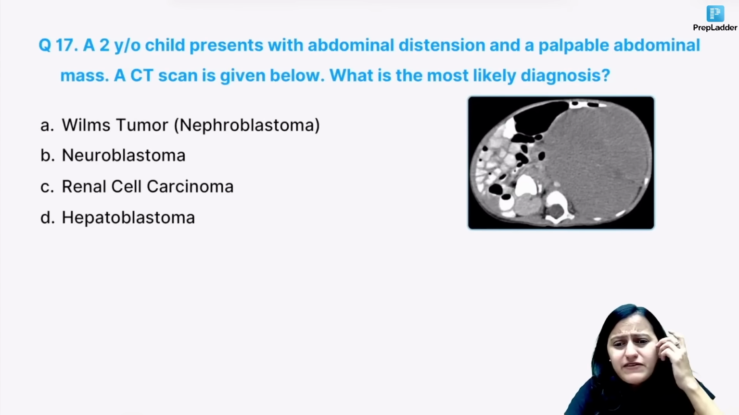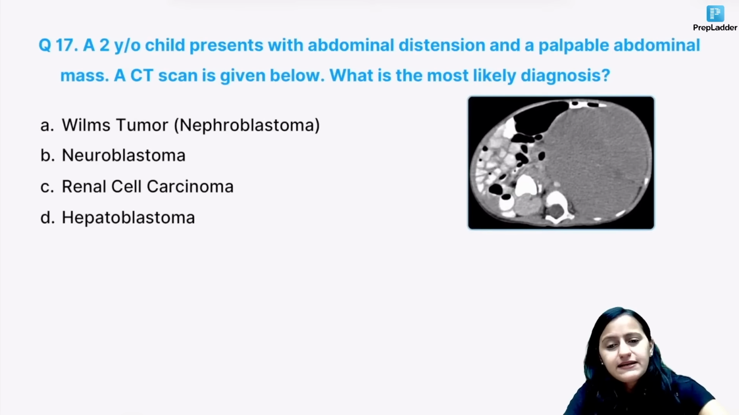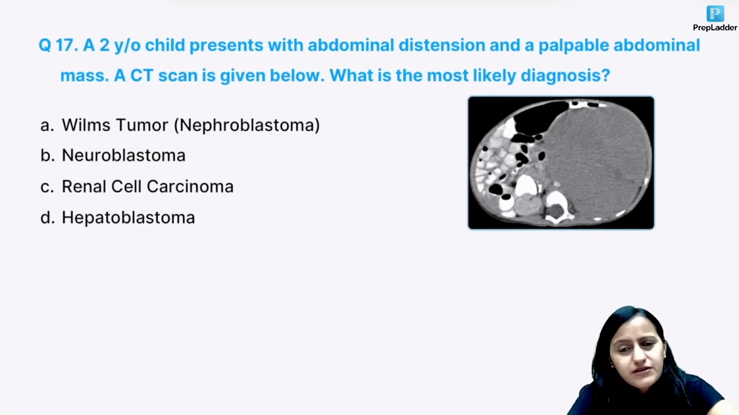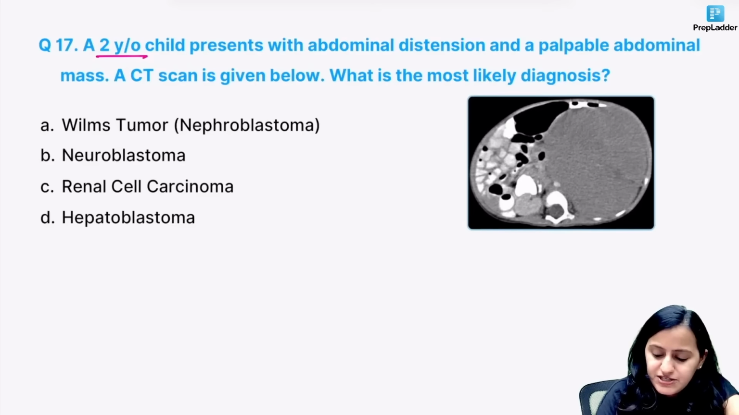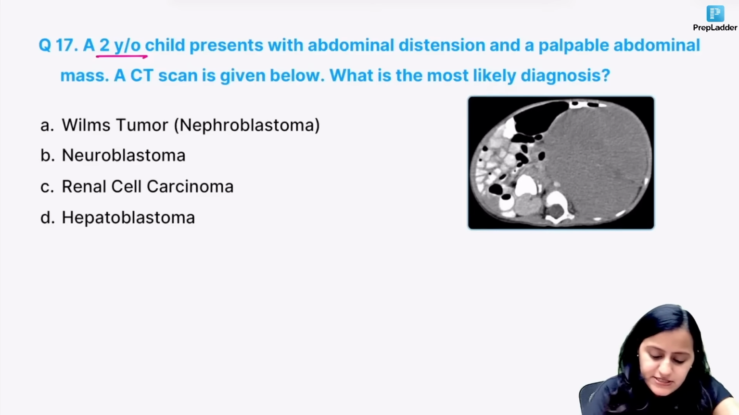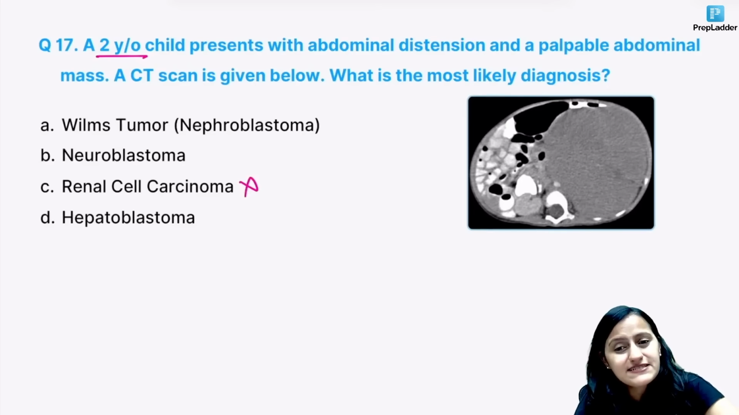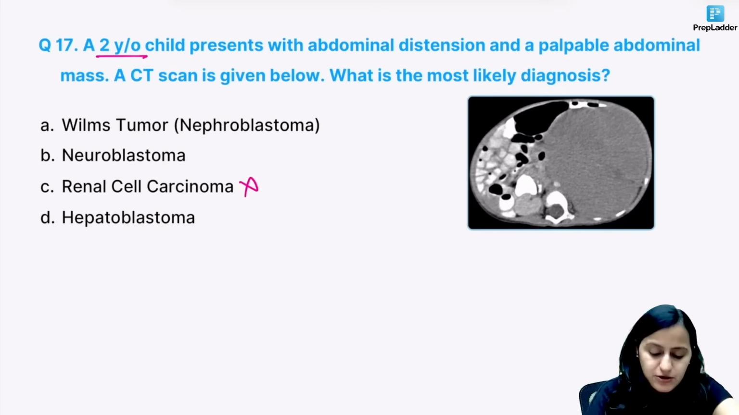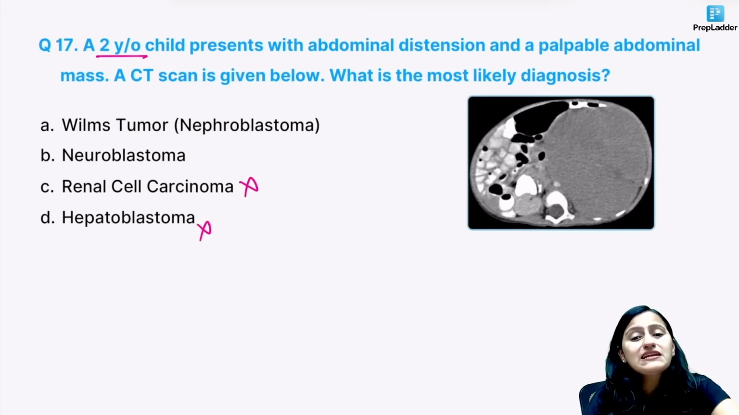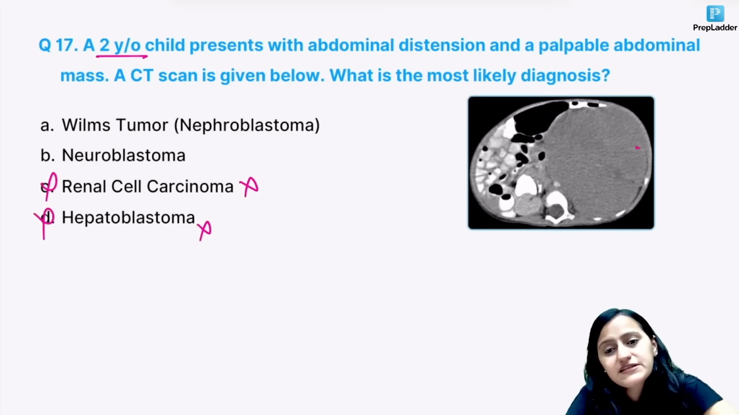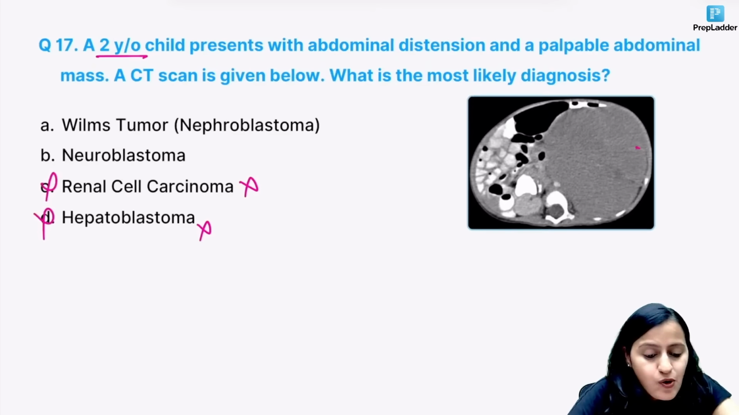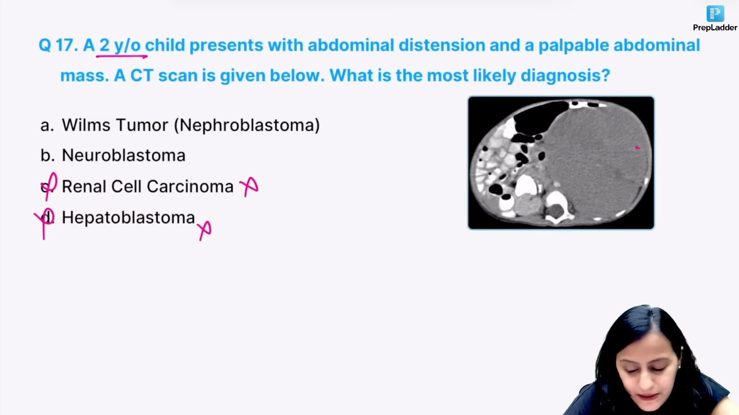Next one, a bit of a confusing question. I would not say this is a straightforward question, right? 2-year-old child, abdominal distension, palpable mass. What is the diagnosis? It's not RCC because RCC does not occur in a 2-year-old child. Hepatoblastoma is of the liver, so it will not come on the left side, it will come on the right side. So at least we have ruled this out. Now whether this is Wilms or this is neuroblastoma.